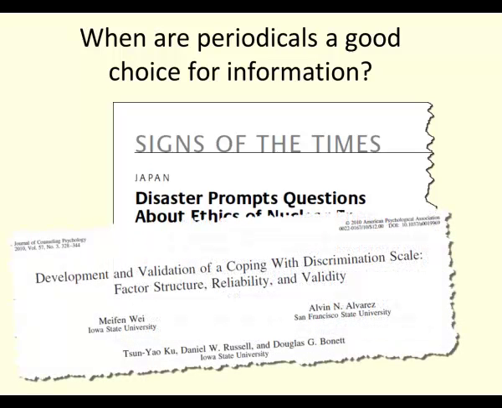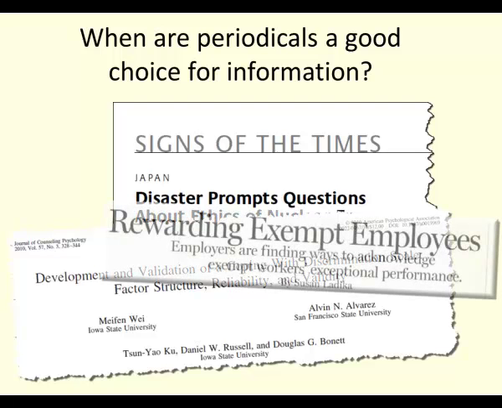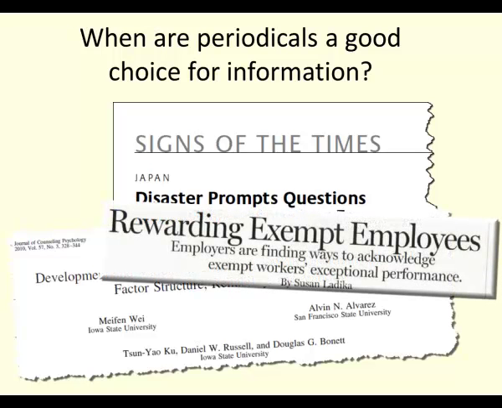Trade journals are a great choice when looking for information about practical issues in your profession. For example, a teacher could find ideas on new art projects for elementary kids in a trade journal such as Arts and Activities. Scholarly journals are the best place to look for current research.